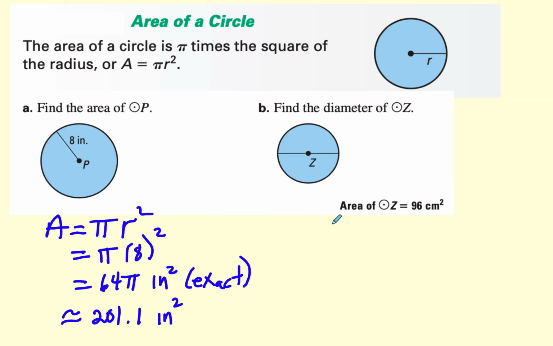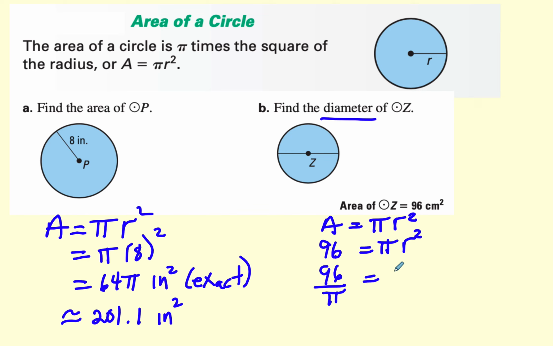Let's go ahead and see how we use a diameter. We want to find the radius, and we have the area. So let's write out the formula. Area is equal to pi r squared. This time I'm going to put 96 in for the area. Now I'm going to divide both sides by pi. 96 divided by pi equals r squared. And now I'm going to take the square root of both sides.